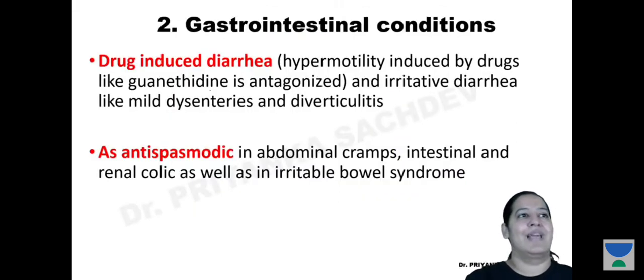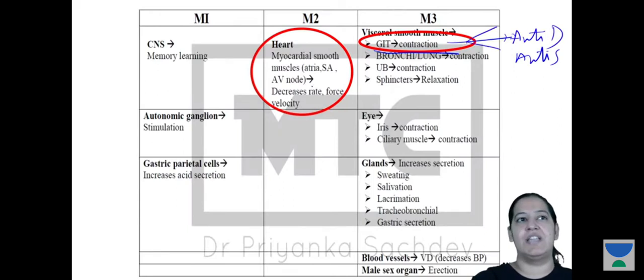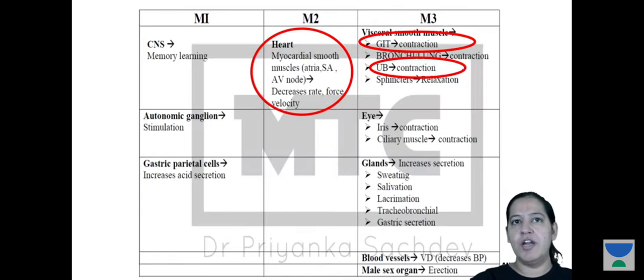So they are anti-diarrhea and anti-spasmodic. So 2 uses based on GIT. 3 were on heart. Coming on the third use is urinary bladder. Based on urinary bladder, only 1 use, anuresis, because they cause urinary retention. So they are useful in anuresis.